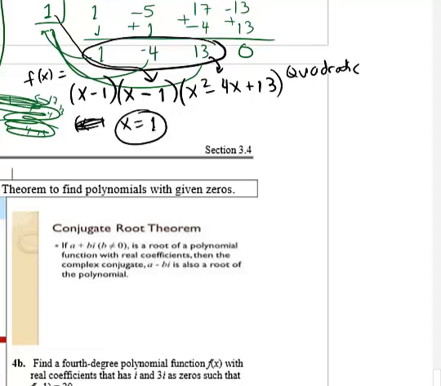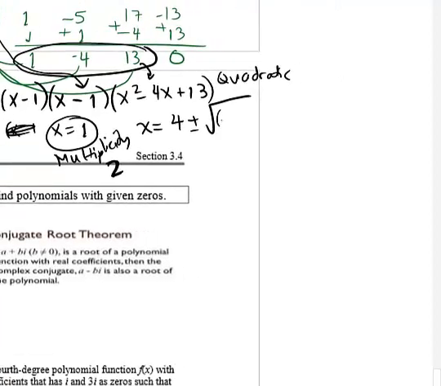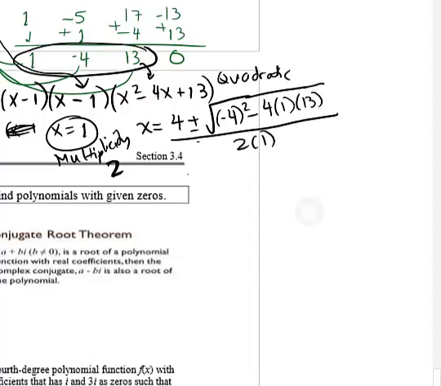The first two factors, we're going to get x equals 1 if we solve those. They didn't ask, but if it matters, you have multiplicity 2, because it occurred twice. But this guy, though, we're going to have to use the quadratic formula. Let's see, x equals negative b. Negative b is negative 4, which is positive 4, plus or minus the square root of b squared. B is negative 4 squared minus 4 times a, which is 1, times c, which is 13, all over 2 times a, which is 1.